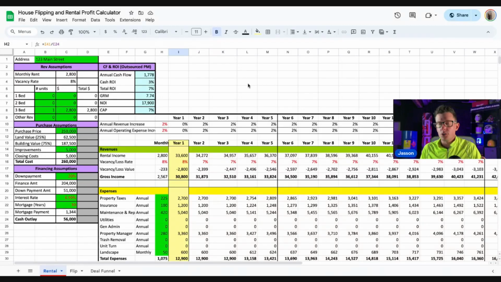All right, so when you go into the file for the first time, you're going to see three tabs: rental, flip, and deal funnel. For the purpose of today's video, we're just looking at the rental tab. So this is a simple calculator. Trust me, it can get a lot more complicated, but this one's simple to show you the basics of a rental profitability calculator. And you can use this even if you're looking at a primary residence.